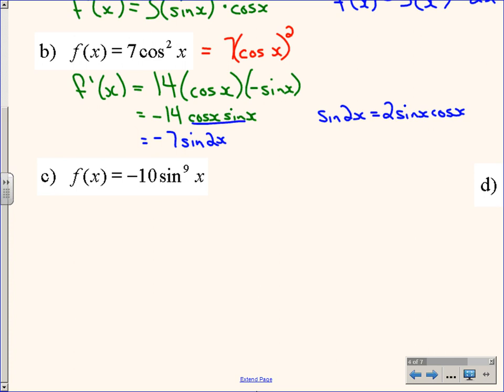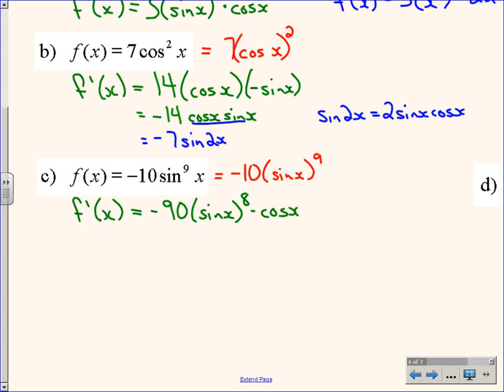Let's try this one. Same idea here. I'm going to rewrite it. Minus 10 sine x to the 9. And so if we take the derivative of that, it'll be a minus 90, leave the bracket, decrease the exponent, and multiply by the derivative of what's inside, which is just cos x. There's not even much simplifying we can do with that, so we'll probably leave that one.